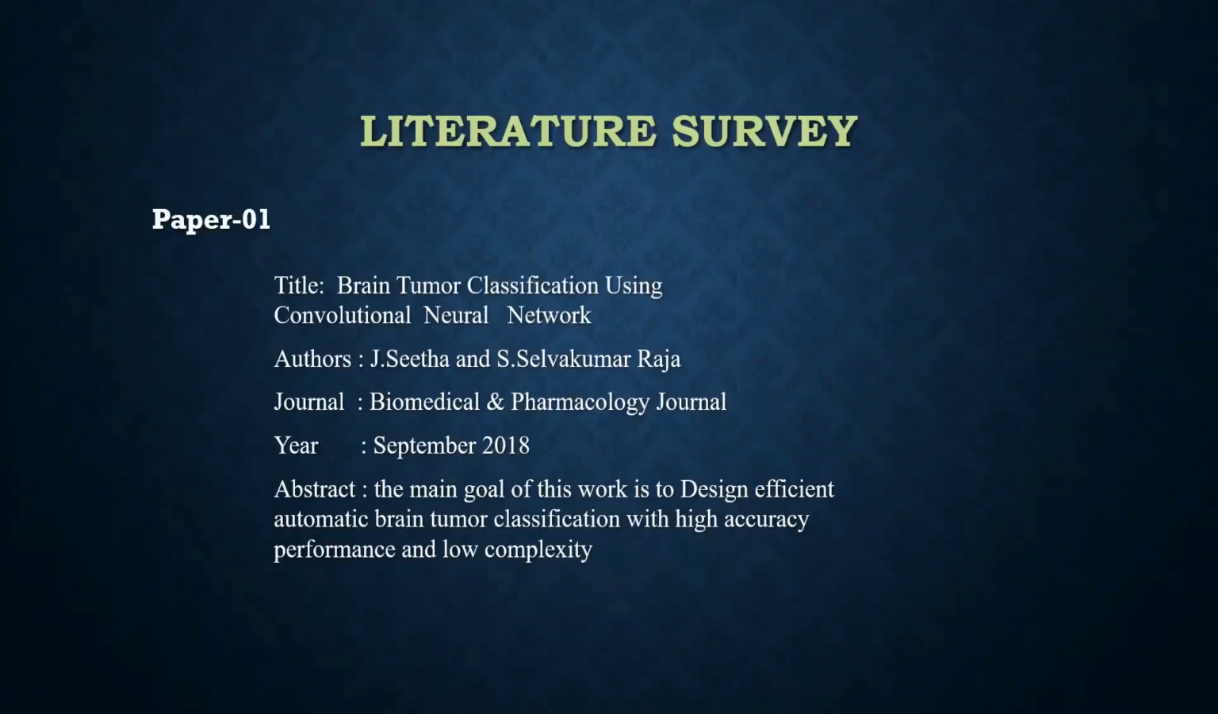The title of the project is Brain Tumor Classification Using Convolutional Neural Network. Authors are J. Sita and S. Selvakumar Raj, published in the Biomedical and Pharmacology Journal in 2018. The main objective of this research work is to design efficient automatic brain tumor classification with high accuracy, high performance and low complexity. In this work, efficient automatic brain tumor detection is performed using CNN. Simulation is performed using Python. The accuracy is calculated and compared with all other methods.